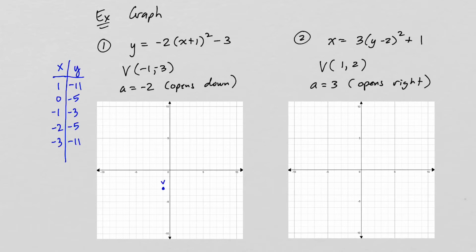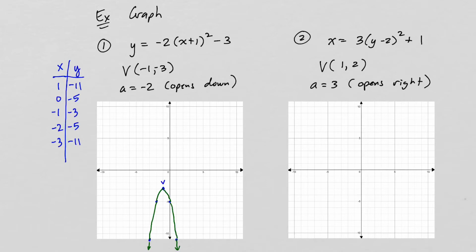So to graph this, we just have to sketch those points. So (0, negative 5) is here. (1, negative 11) is just at the edge of my graph down here. (Negative 2, negative 5) is here. And (negative 3, negative 11) is again just at the edge of the graph down there. And so our parabola looks like this. And this should be fairly comfortable because, again, you did this back in chapter 8. So this is pretty much the same thing.